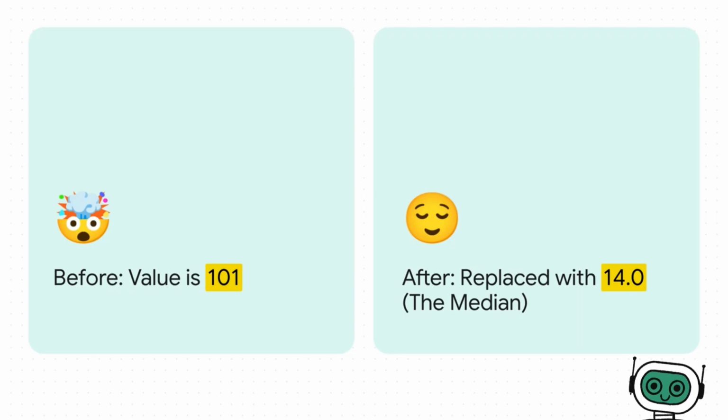And our third option is imputation. This is where we replace the outlier with a good guess for what it should have been. A really common choice is to just replace it with the median. Why the median? Well, like we saw before, it's not affected by outliers, so it's a safe, stable value to plug in. This way, you keep your data set the same size, but neutralize that problematic value.